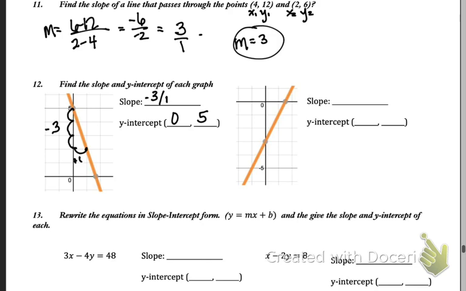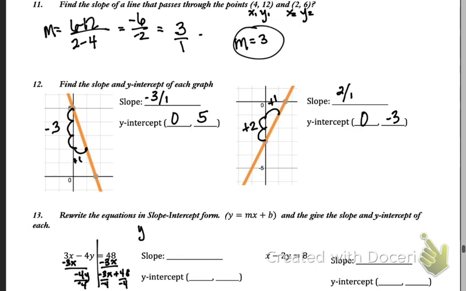On the next graph, I notice that my slope is up 2, right 1. So my slope's 2 over 1. I also notice that my y-intercept is at negative 3. Make sure you understand that you see the 0 above you, so you're going down 3. So that's a y-intercept of negative 3, so my y-intercept is (0, -3).